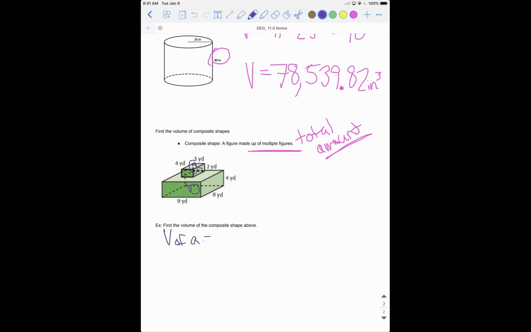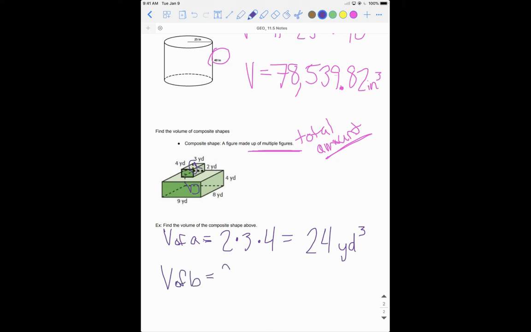is equal to, what kind of shape is this? So this is a prism, right? A rectangular prism. It's got a rectangle as a base. And we said you find the volume by doing length times width times height. So if we do that, we got 2 times 3 times 4. And when we do that out, 2 times 3 times 4 gets you 24. And we're in yards cubed, since we're talking volume.